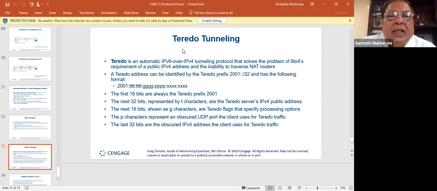Teredo tunneling. Teredo is an automatic IPv6 over IPv4 tunneling protocol that solves the problems of 6to4 requirements. So basically, it's automatic. Teredo is an automatic process by which it converts the tunneling process from IPv6 over the IPv4 tunneling protocol.